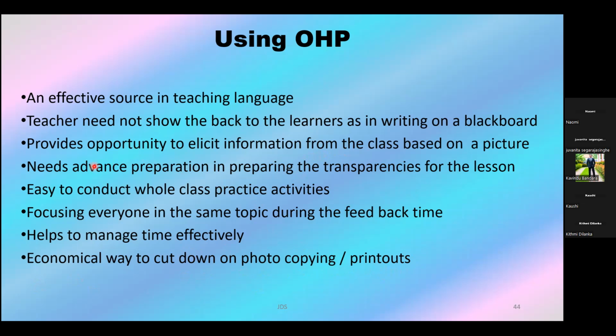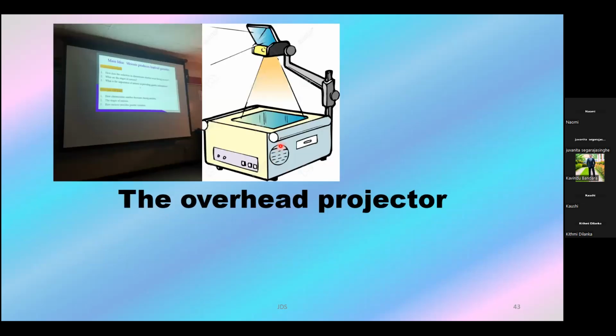And operating an OHP is very easy, provided you have the transparency. You just place it over here and operate it using the knob; the on and off button is here. Then you have the mirror that focuses the image. You can zoom in and zoom out using the knob given over here. It's very simple to operate. No high-tech knowledge is needed.